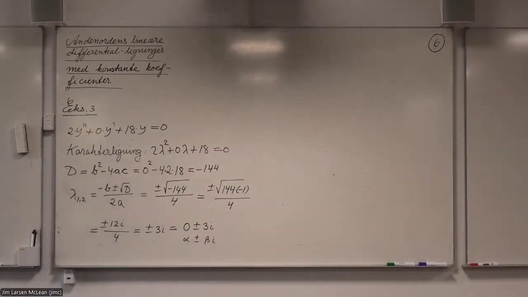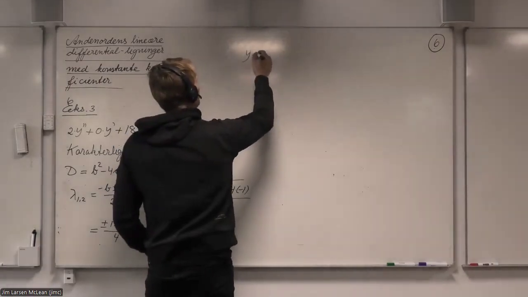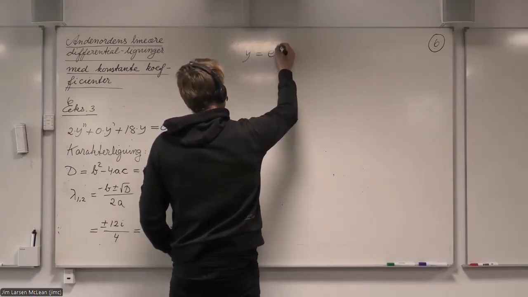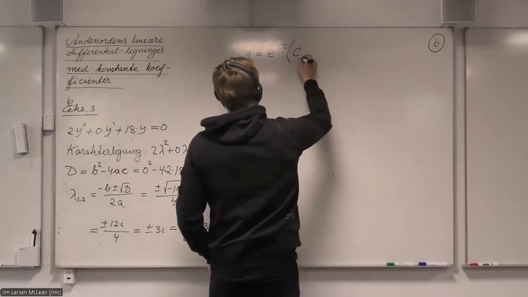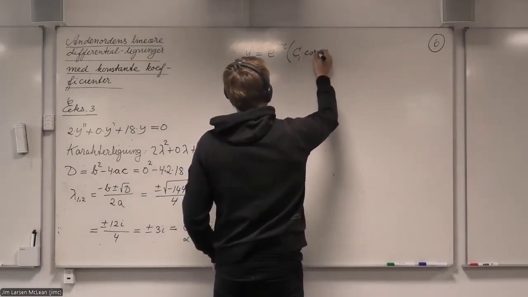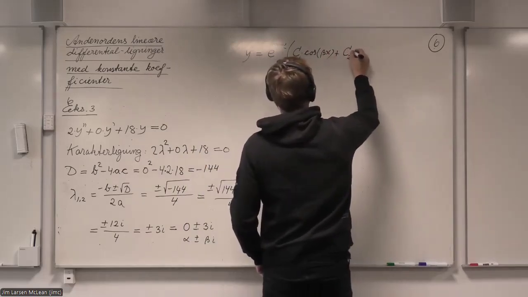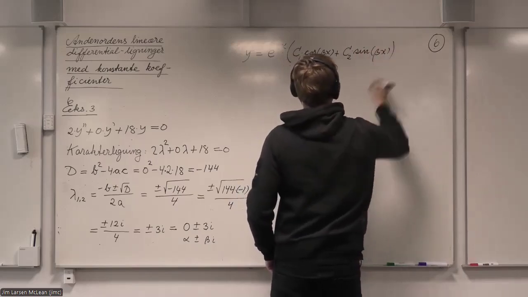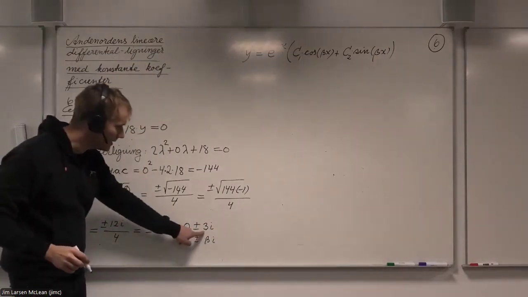So now I have my 2 lambdas, and then I can plug them into the solution formula I wrote down for you. And it said that the complete solution becomes y equals e raised to the power of alpha times x, times parentheses c1 times cosine of beta x plus c2 times sine of beta x. And I know that my alpha is 0 and my beta is 3.